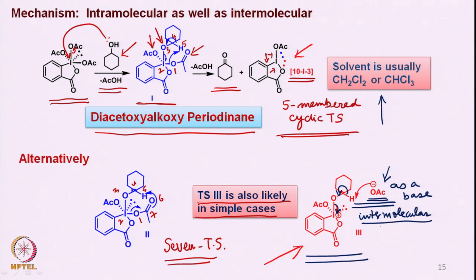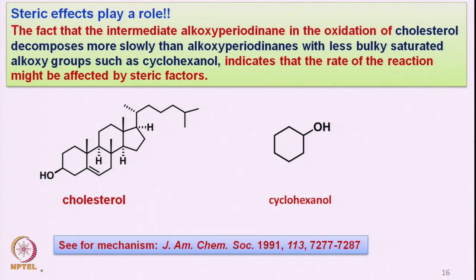What is the need to invoke the intermediates or the transition states of this type? Now there is a reason. The steric effects play a very important role. The fact that the intermediate alkoxyperidinane in the oxidation of cholesterol decomposes more slowly than alkoxyperidinanes with less bulky saturated alkoxy groups such as cyclohexanol indicates that the rate of the reaction might be affected by steric factors.